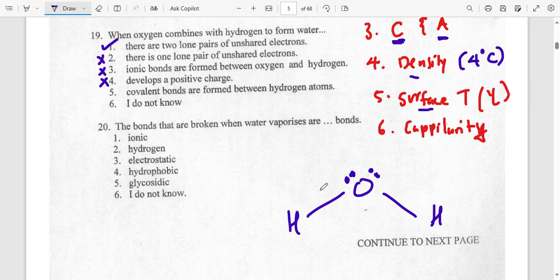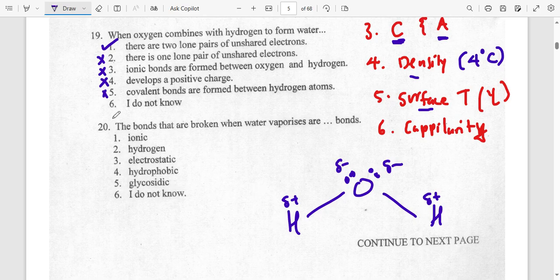But the bonds, of course, are polar. Because oxygen is more electronegative, it's going to have a partial negative charge. It's going to be attracting electrons from hydrogen, which will remain with a partial positive. Same with this side. So oxygen has got two partial negative charges, while each hydrogen has got a partial positive charge. Covalent bonds are formed between hydrogen atoms. It's not hydrogen atoms. You can see it's between hydrogen and oxygen, not the two hydrogens. Then they don't form a bond.